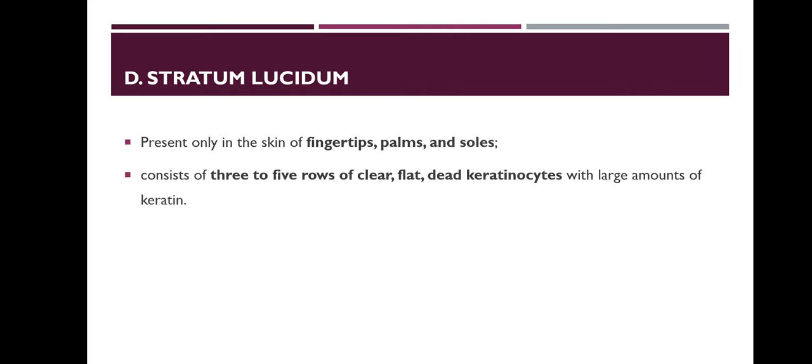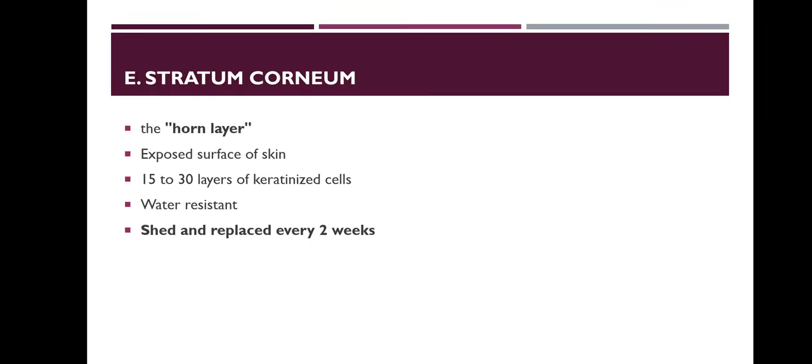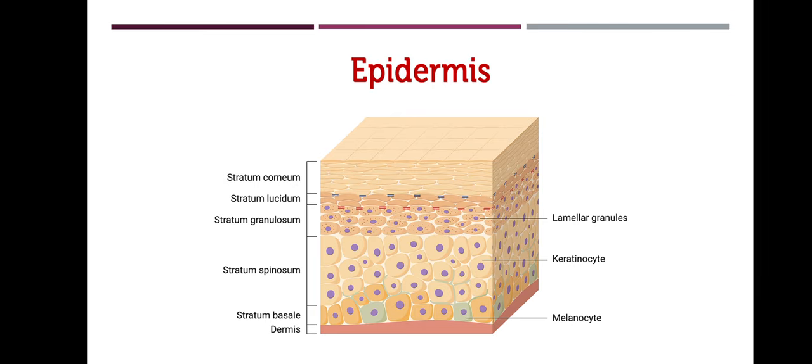This stratum lucidum layer consists of 3 to 5 rows of clear, flat, dead keratinocytes with a large amount of keratin. Next, the stratum corneum, the horn layer. It is the exposed surface of our skin, 15 to 30 layers of keratinized cells. It is water resistant, and the stratum corneum is shed and replaced every 2 weeks. So you can see the various layers: the stratum basale, stratum spinosum, stratum granulosum, stratum lucidum, and the stratum corneum.